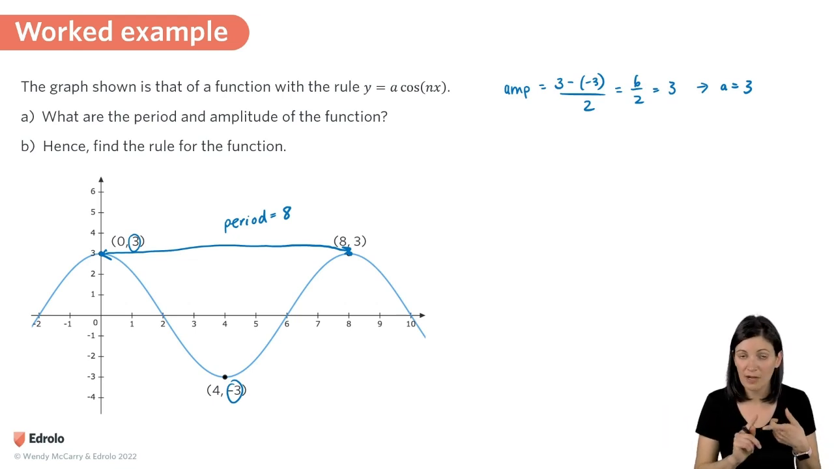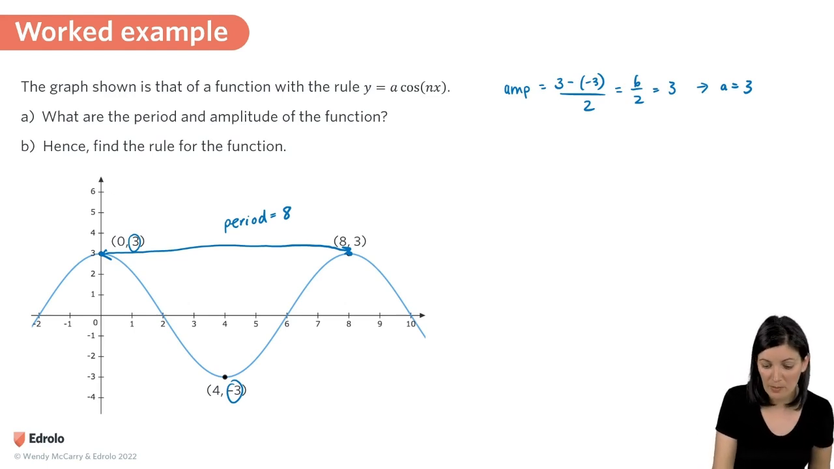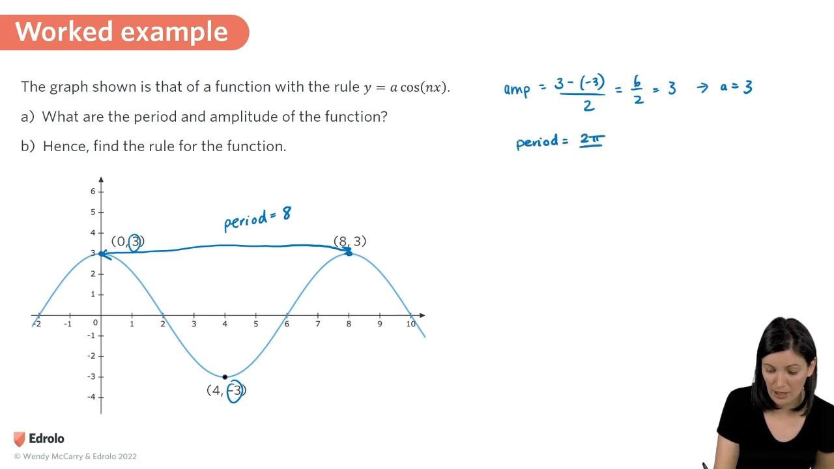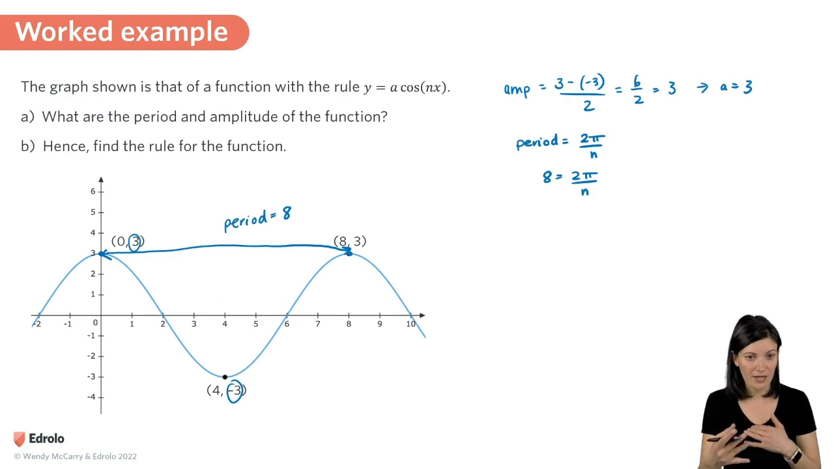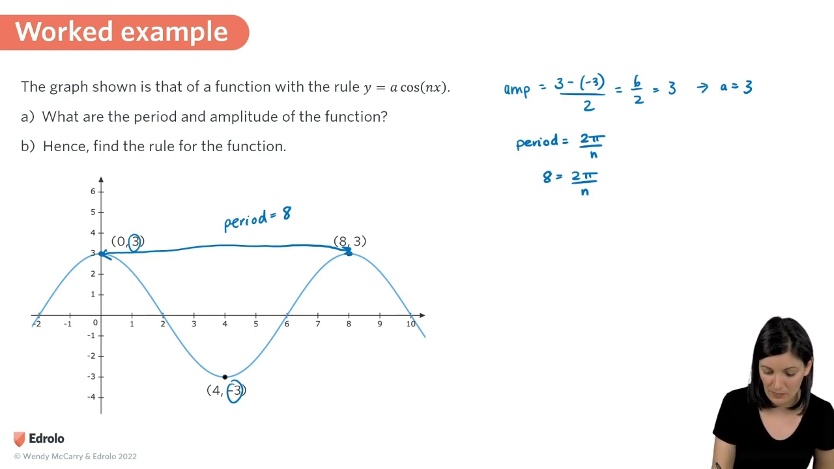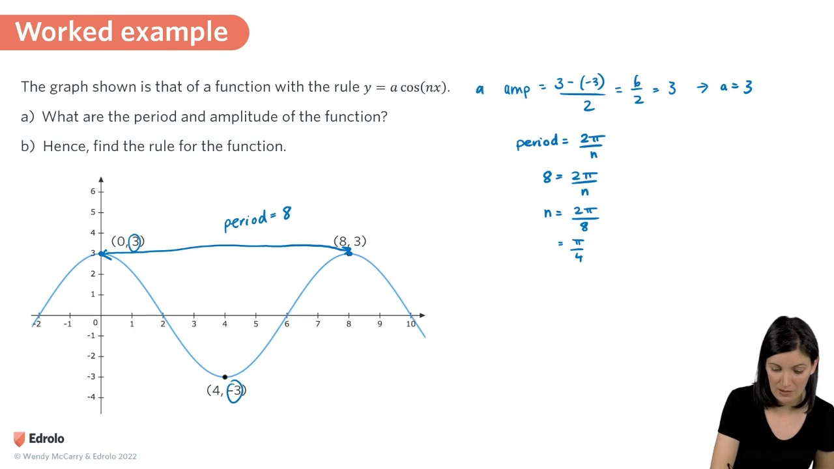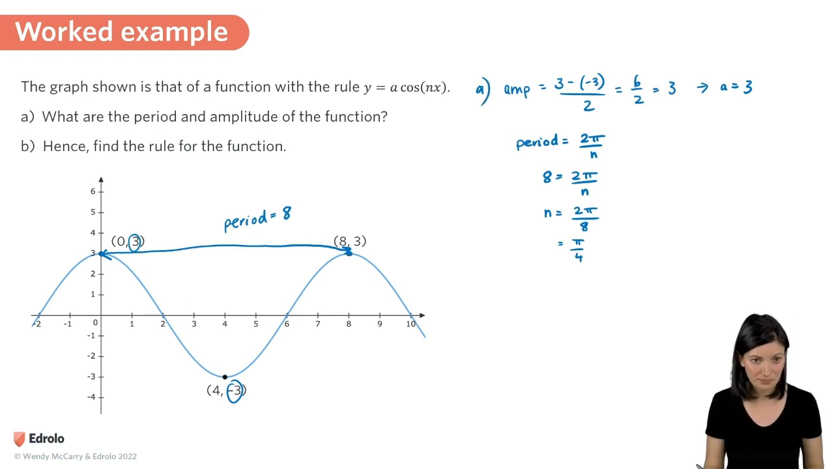Now, that doesn't tell you my value of n. That tells you the period. So remember that the period, we'll write out the equation, is 2 pi divided by n. In this case, we know the period is 8. So if I want to work out n, I need to rearrange this equation. So I get n is equal to 2 pi divided by 8, which is pi on 4. Okay, so that's all the working out for part A.